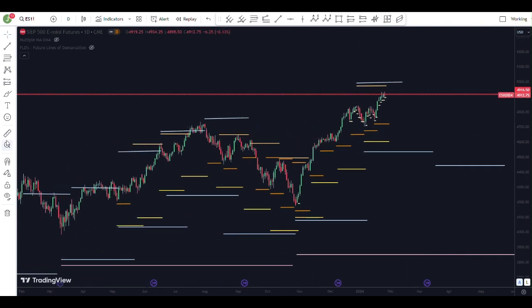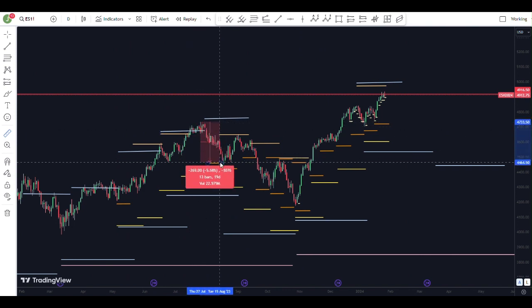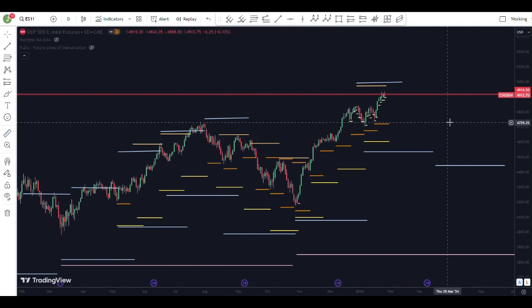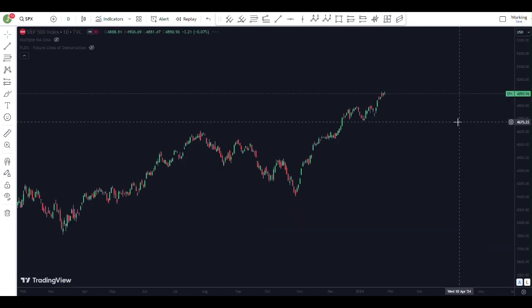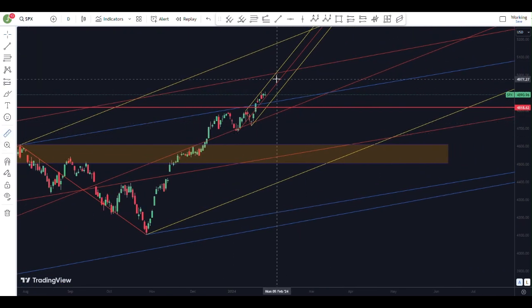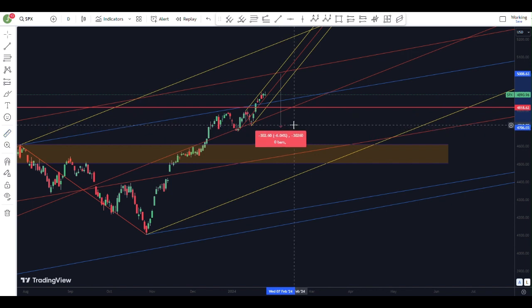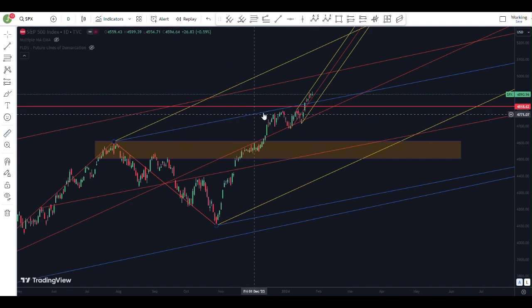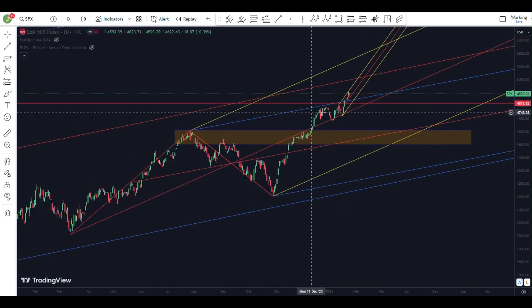If that is the case, this cycle moved down about 6%. And if this cycle were to move down about 6%, I'm going to go to the SPX chart to show this. If we come up to 5,000 and we move down 6%, 6% puts us right in this area where we would likely need to retest.